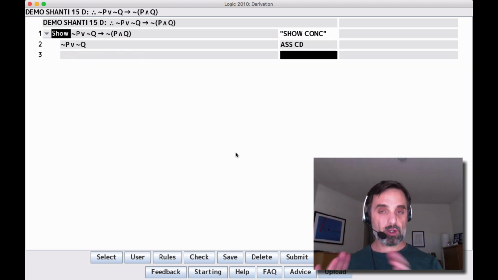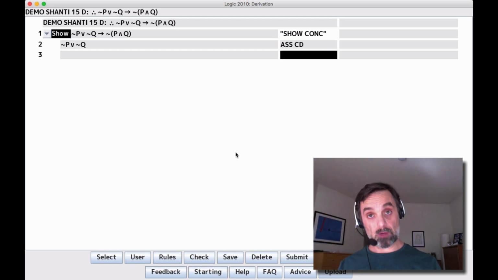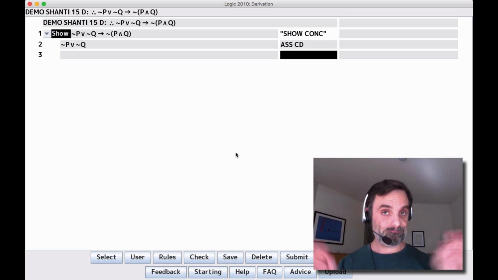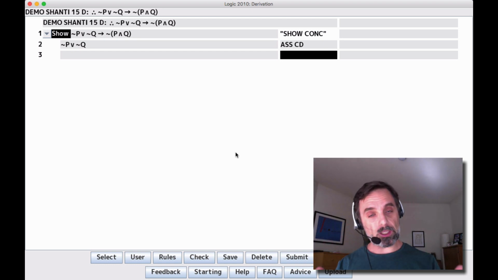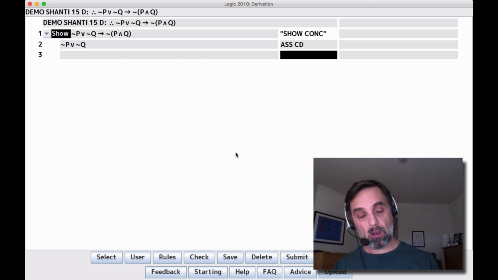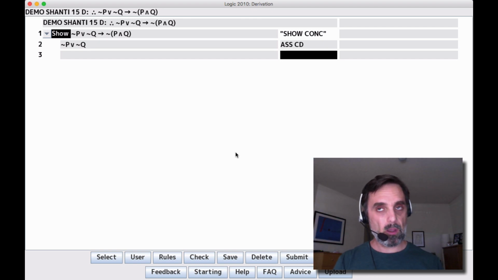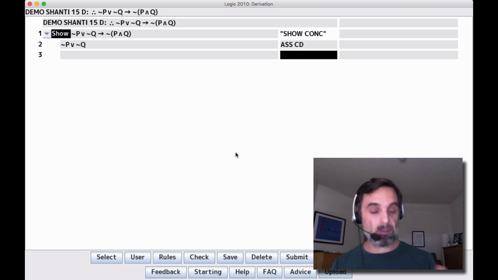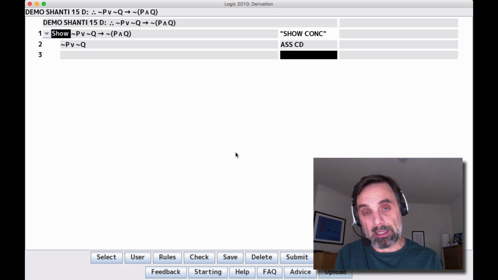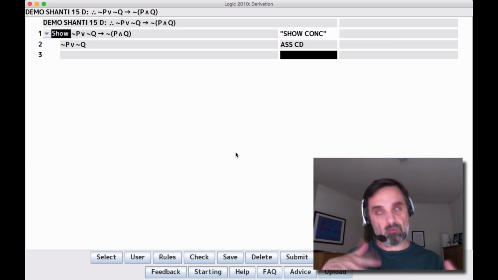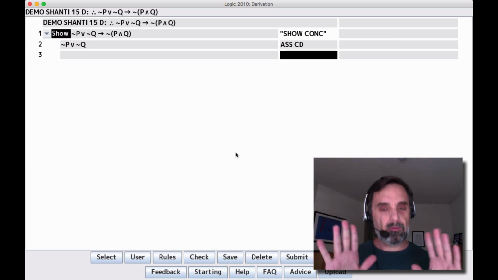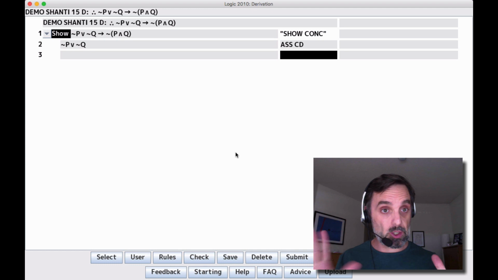Okay, if you're trying to show a conditional, make a conditional assumption always. Don't make the indirect assumption. Bad idea. When you make an indirect assumption, if you're trying to show a conditional, what's that going to be? It's going to be the negation of the conditional you're trying to show. What are you going to do with a negated conditional? Nothing. I mean, there are things you could do, but no. Make the conditional assumption.